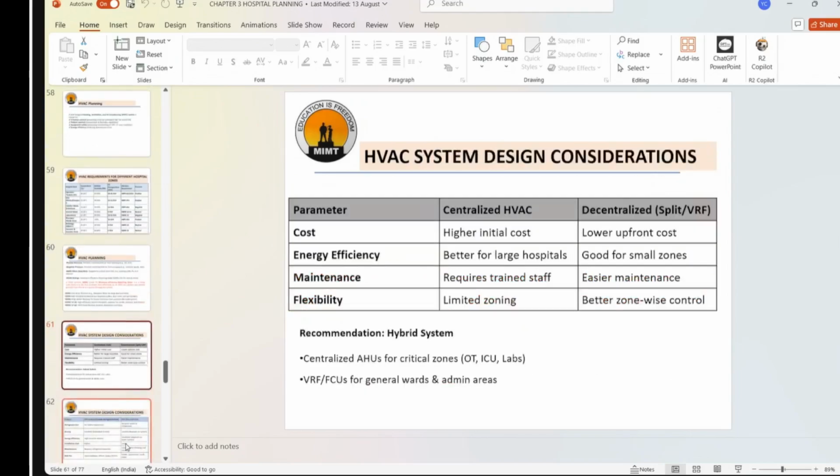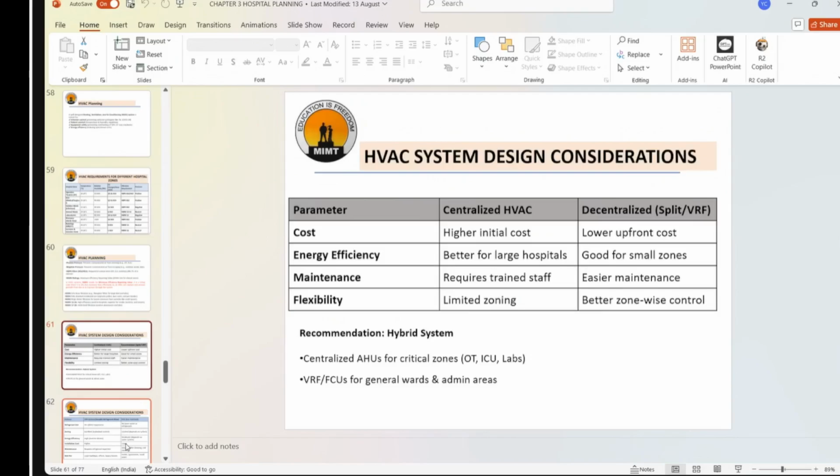And now we talk about the design consideration, which kind of design we want to fix in our hospital, considering the cost and all that. Okay. So if we see the cost, centralized HVAC, if we install this for a centralized HVAC system, it is going to be a very high initial cost. Or decentralized, if we are using split ACs and all that, then it is a lower upfront cost. Initial cost may be less.